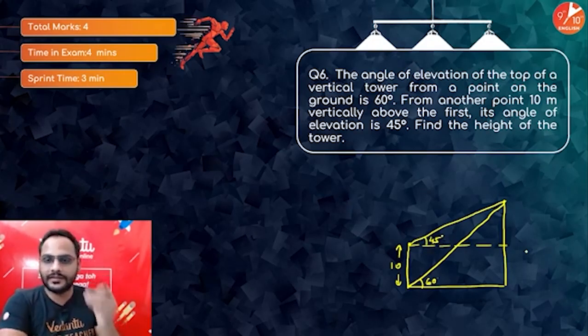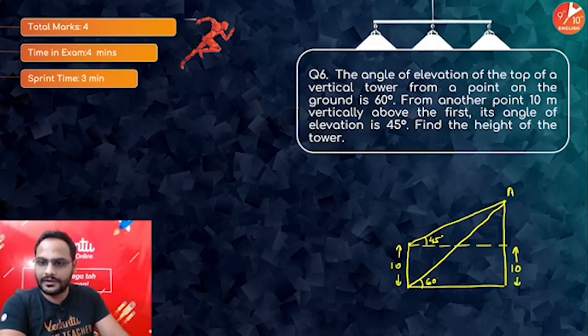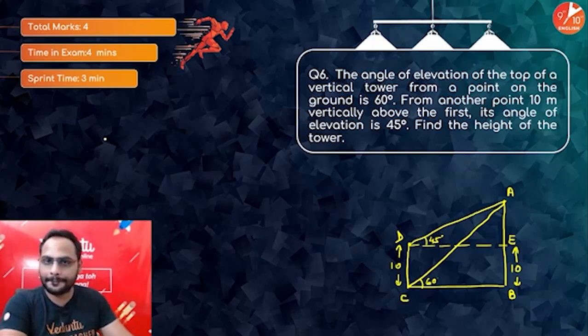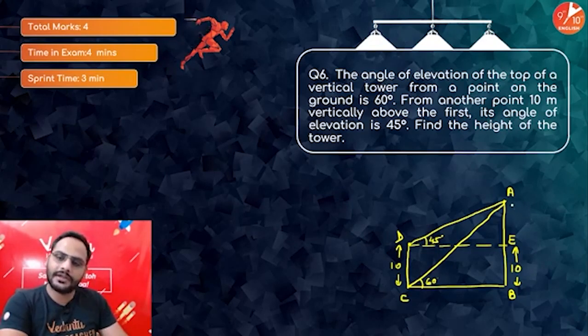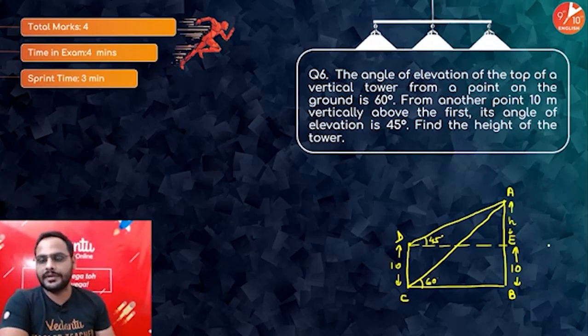So it is exactly the same as the previous question. If it is 10, I can say this is also going to be 10. Let's say it is A, B, C, D, and this is point E. First I will start with triangle ABC. I have to find out the height of the tower. That means I have to find out AB, and AB will be clear to me if I have AE. Let's say AE is equal to H.